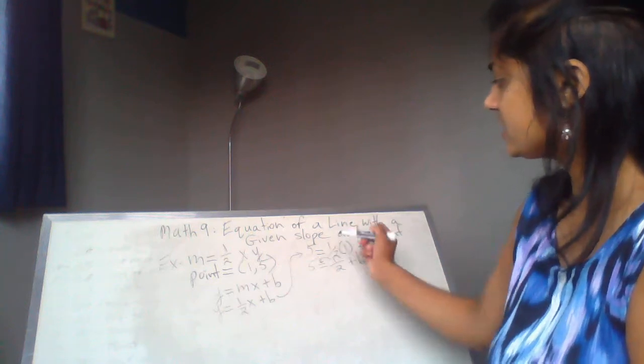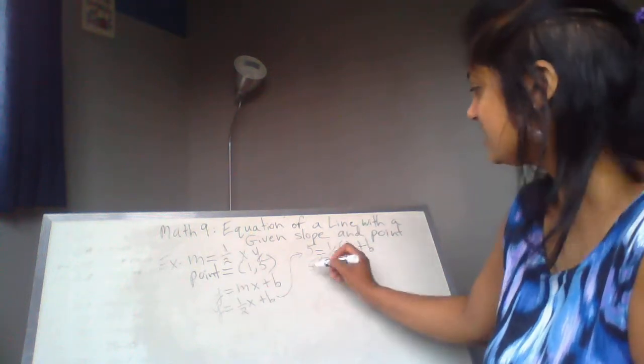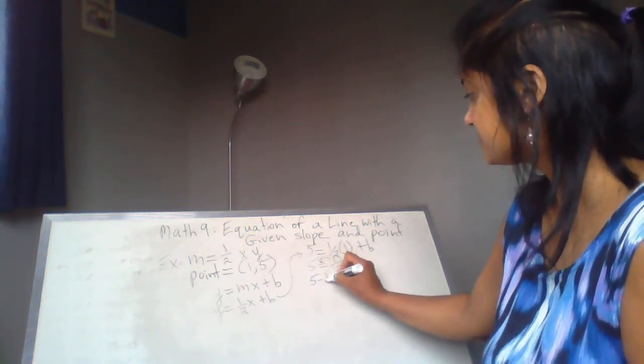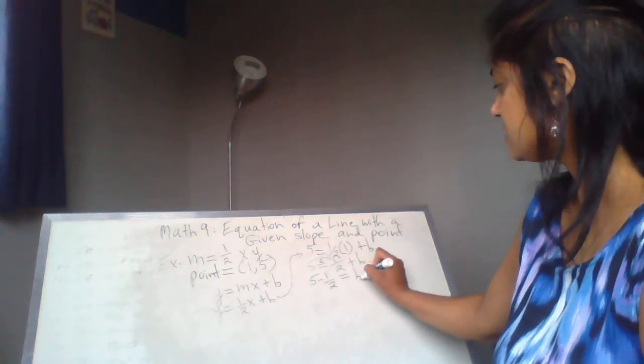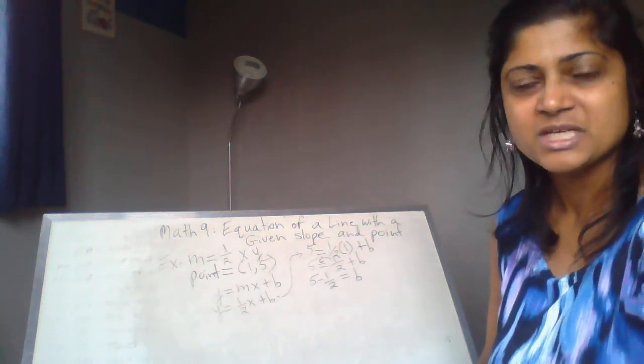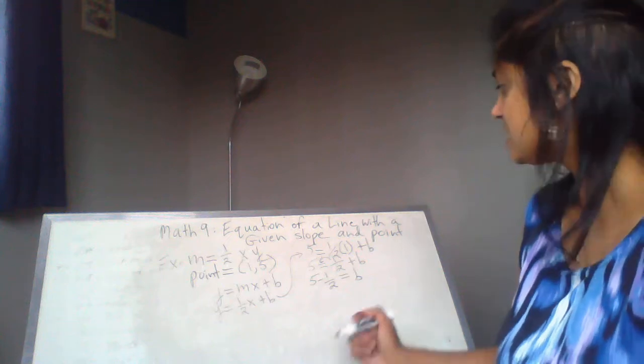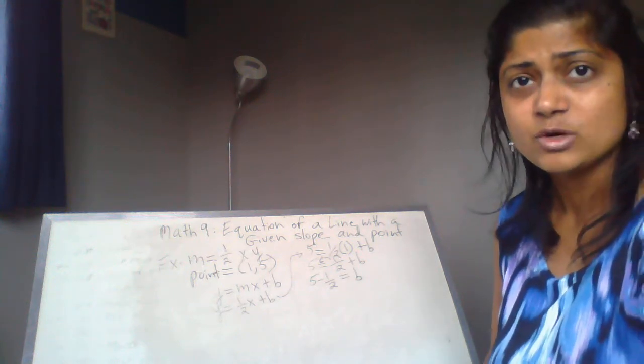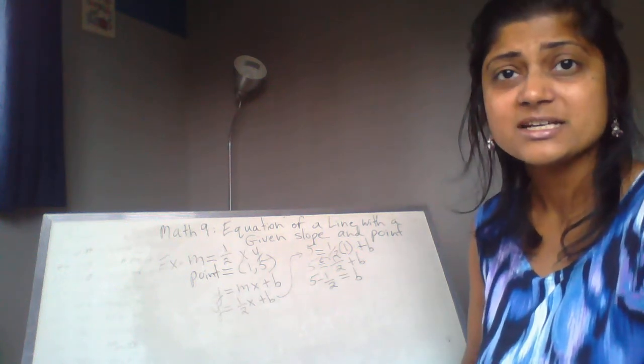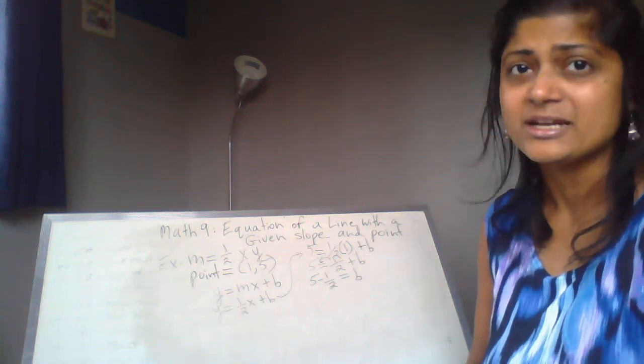I'm going to take the 1/2 to the other side and subtract it. So 5 minus 1/2 equals b. And the reason I'm subtracting it is on the right side, it's actually positive 1/2. When I go across the equal sign, I'm changing the sign, so it's negative 1/2.